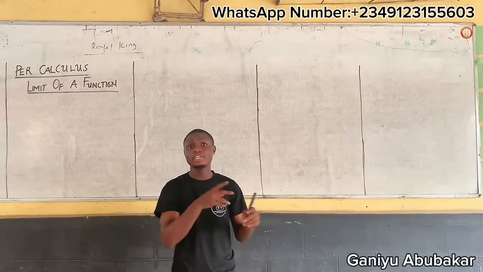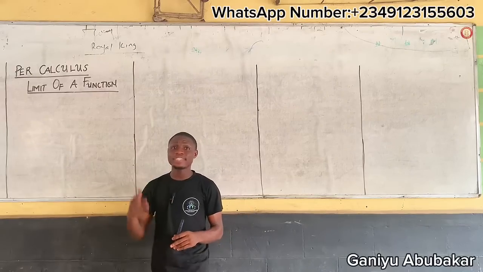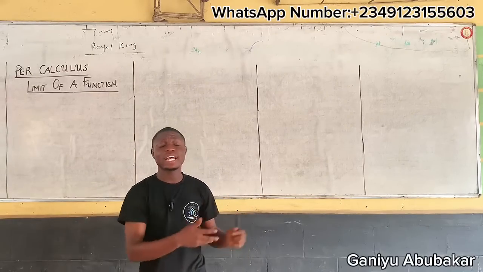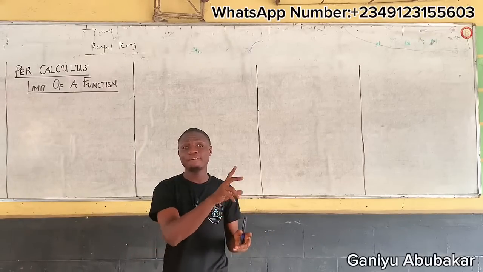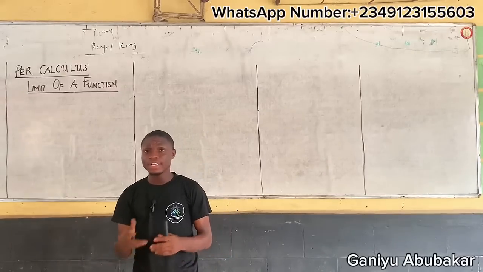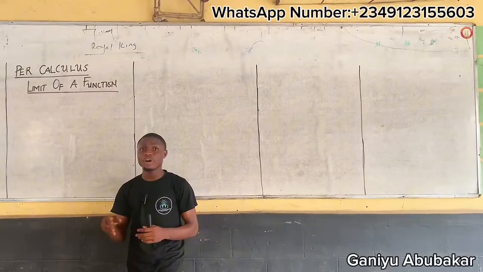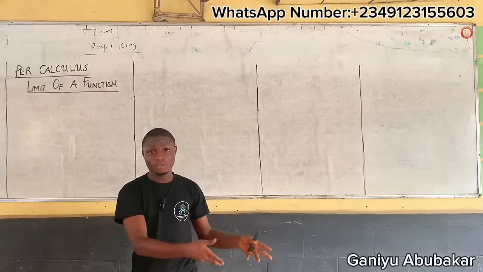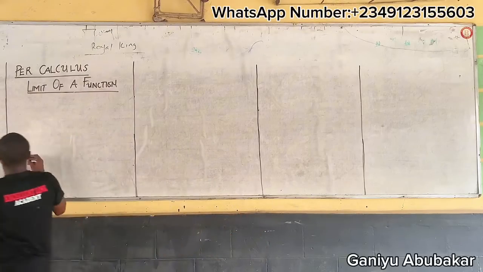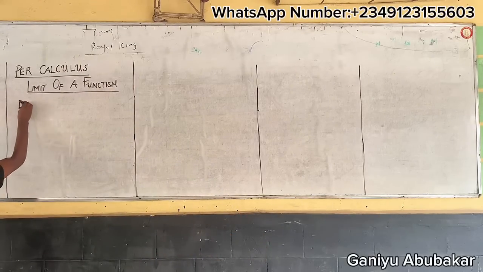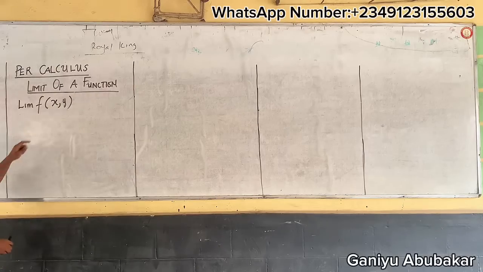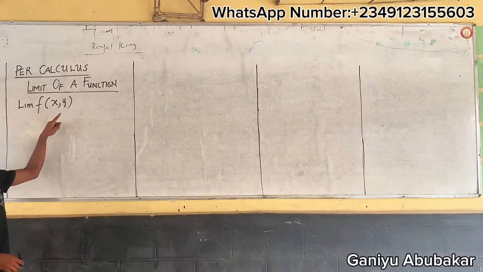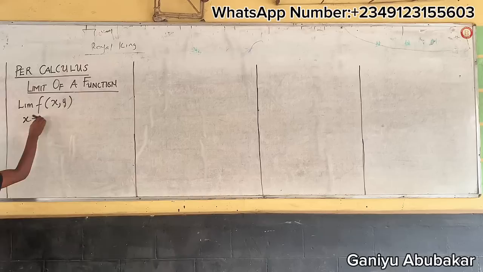Let's look at the limit of a function of several variables. In our last class, we dealt with the limit of a function whereby you have just a variable x. In this case, we look at a limit of a function whereby you have the variables x, y, z. So let's say I'm given a function, the limit of a function of x comma y. This becomes the limit of two variables x, y, as x tends to a and y tends to b.